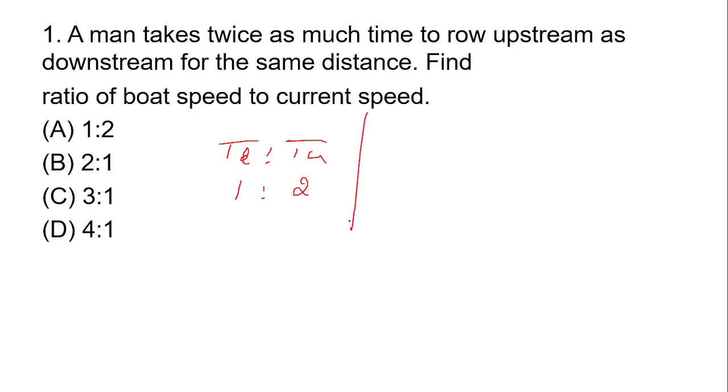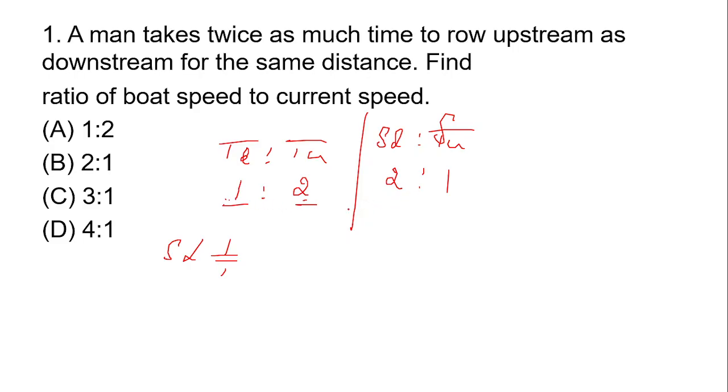What does it mean? Speed ratios are inverse of time ratio. That is, if there is more time, less is the speed. Okay, so this is more, so speed will be less. So speed upstream will be less. This is less, speed will be more. So the ratios of time and speed are inverse to each other. Speed is inversely proportional to time. So wherever time increases, speed decreases. Time decreases, speed increases. Okay, that is the concept. So if time is 1:2, speed is 2:1.